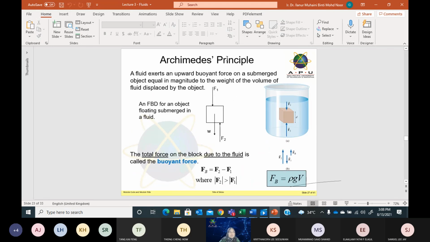Okay, for example, you are using Archimedes principle, which is when you put an object inside a container with water, then there is a force from the bottom and also a force from the top. So it involves a buoyant force. So whatever is in this formula, you must explain in the report also.